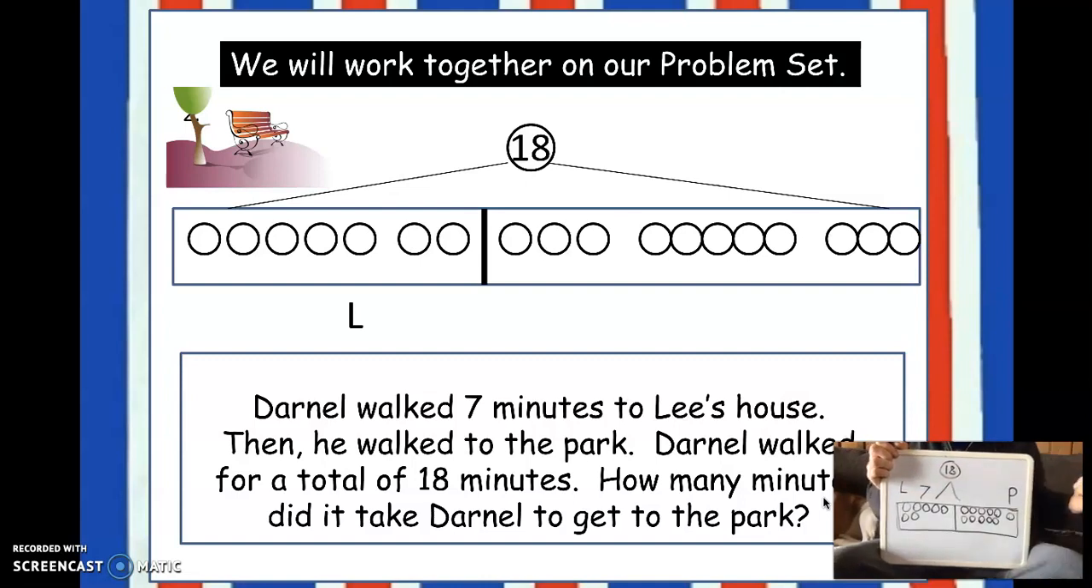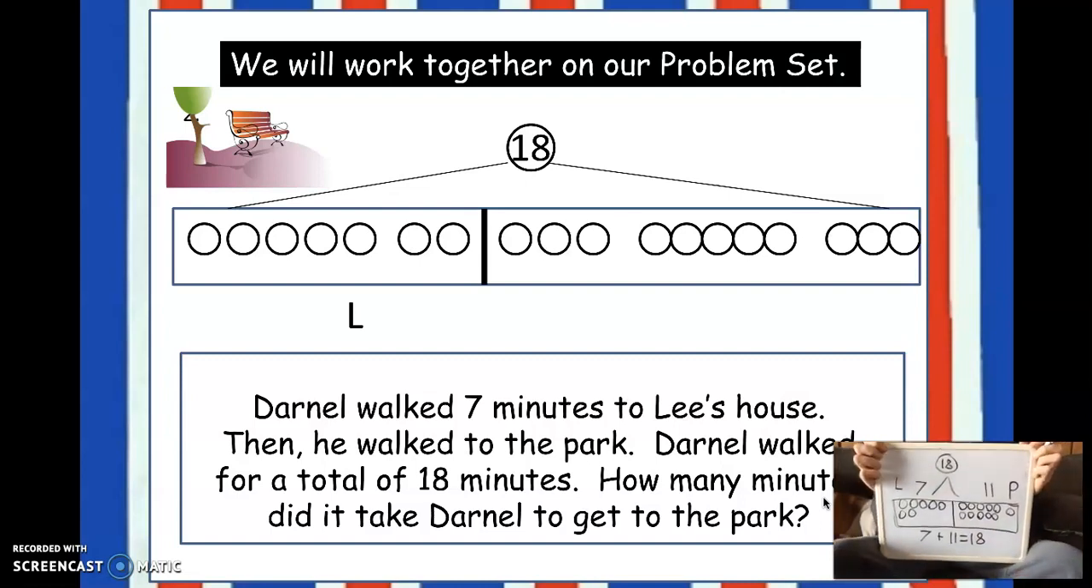I know 7 of them are over here on Lee's house side. I just need to count these. Oh, I see a full 10 frame and one more. 10 plus 1 equals 11. So if Darnell walked 7 minutes to Lee's house plus the 11 minutes to the park, he walked a total of 18 minutes. So there's our number sentence. 7 plus 11 equals 18.